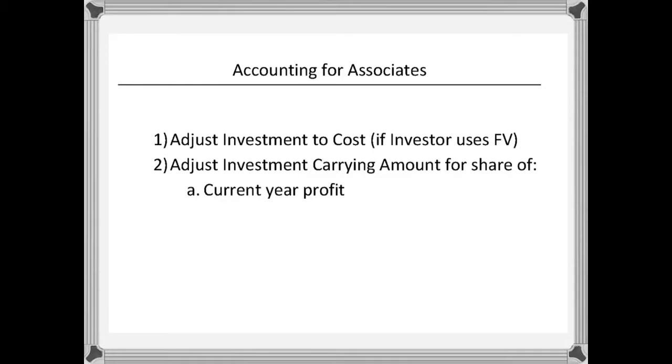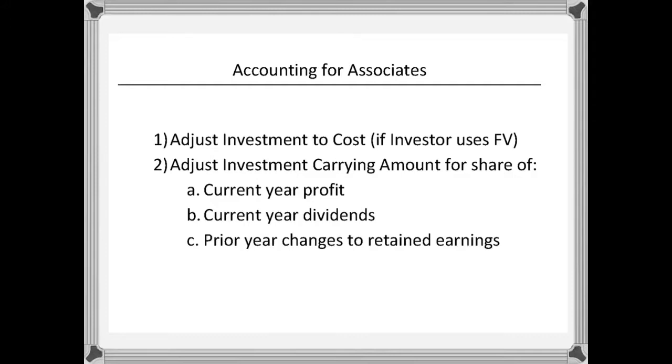Current year profit. So you need to take the proportion of the current year profit. This is profit after tax. So whatever proportion the investor has a share of the associate. So if they happen to have 25% share, then you would adjust the investment for 25% of the current year profit. You would also adjust for current year dividends. This is actually a negative adjustment, and as we go through the example and we'll see the numbers play out, you'll see how this works.